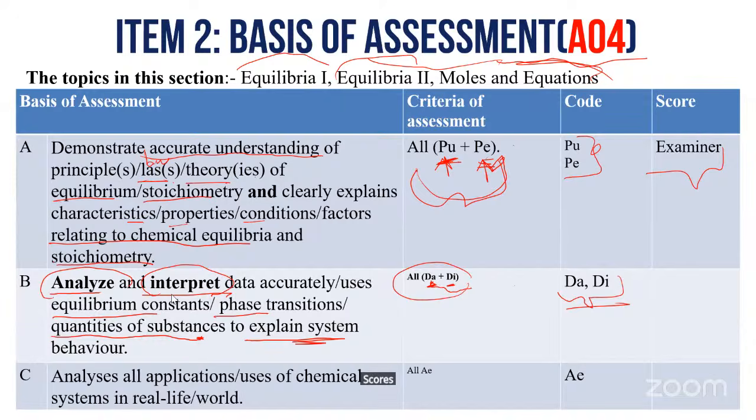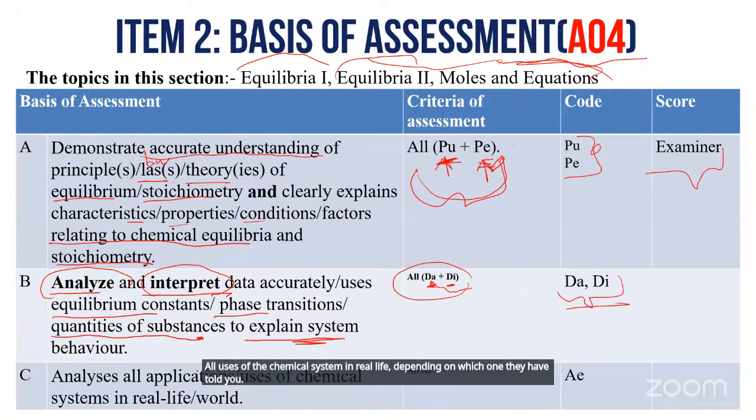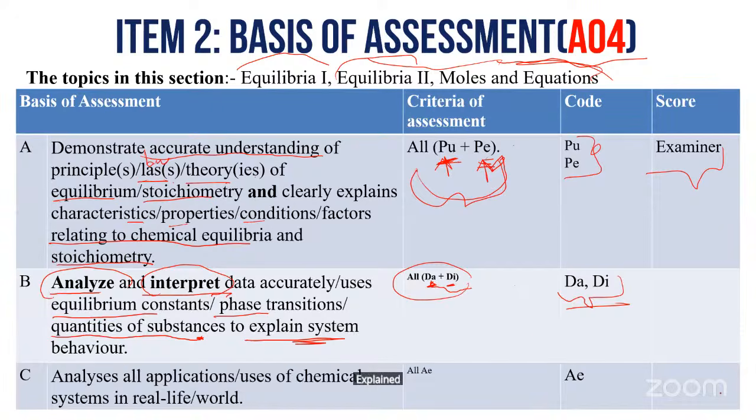Then finally, this is another part here that you should be able to analyze all applications or uses of the chemical system in real life, depending on which one they have told you. So we want to see, can you talk about the application? But do you know when you get all the scores? If that application is very well explained. You can see that here you have put the code AE, application, which is very well explained.